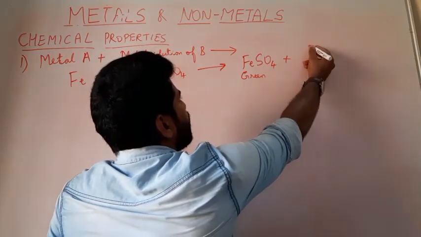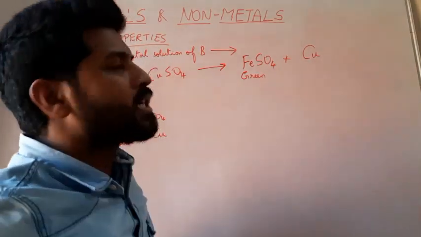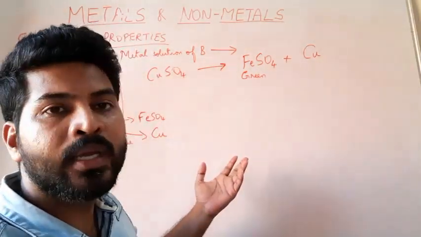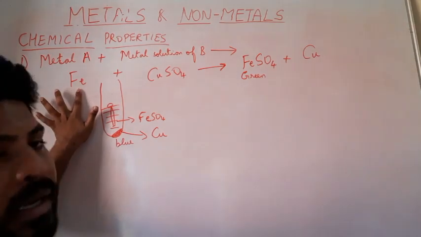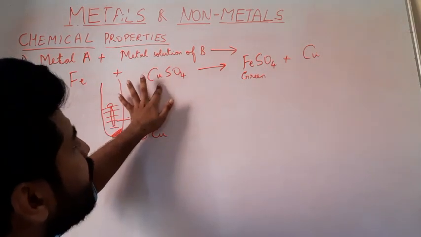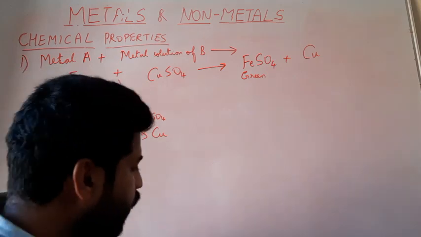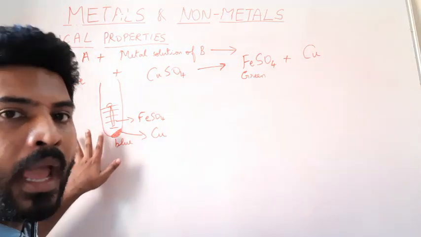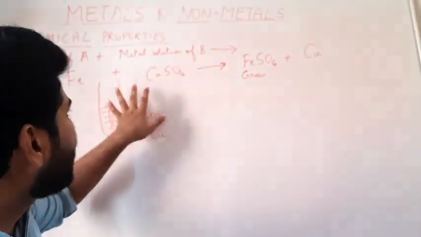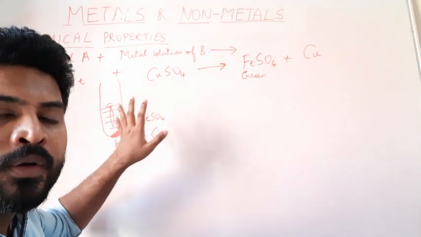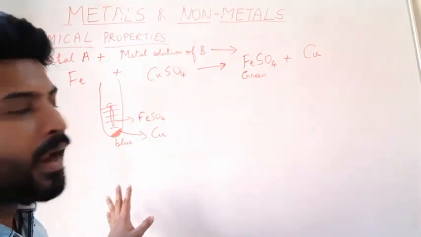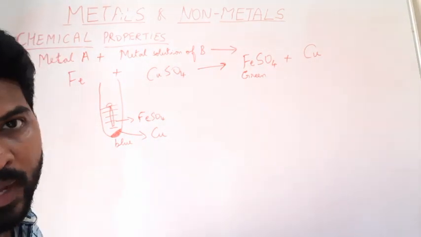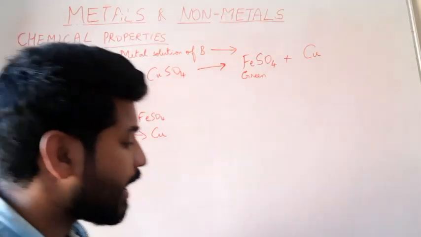This is nothing but our displacement reactions, about which we have already studied in lesson number 1. Displacement reaction is where a more reactive element will displace a less reactive element from its solution. So like this, if we take different metals and make them react with metal solutions of different metals and look at their reactivity, we can find out which metals are more reactive and which metals are less reactive.